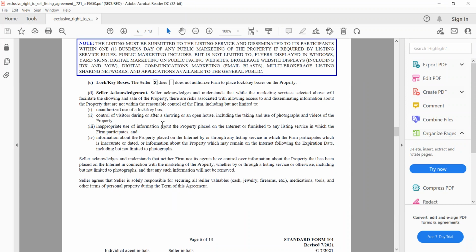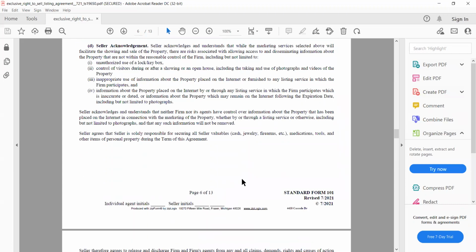I'm sorry. It says, seller acknowledges and understands that while the marketing services selected above will facilitate the showing and sale of the property, there are risks associated. And some of the risks could be unauthorized use of a lockbox. We can't control visitors during or after an open house, inappropriate use of information placed on the internet, things like that. So they understand there are some risks, but they're willing to take those and trust us that we're going to do the right thing to get their property sold.